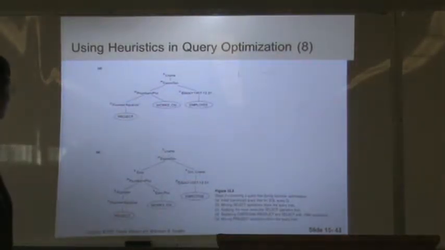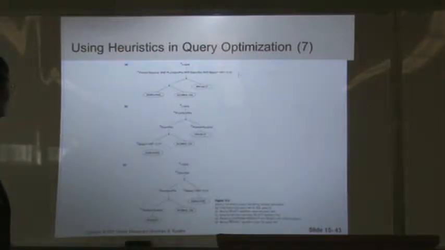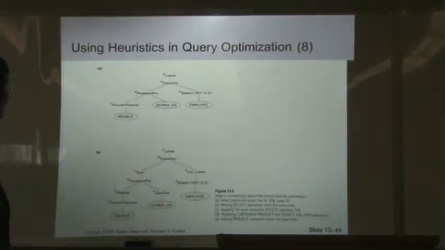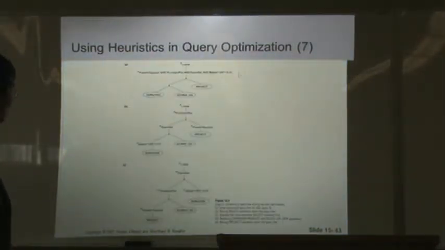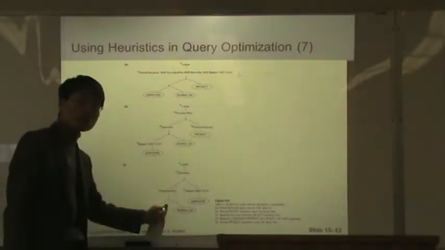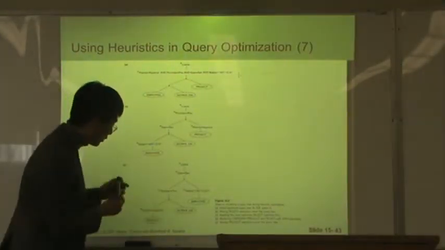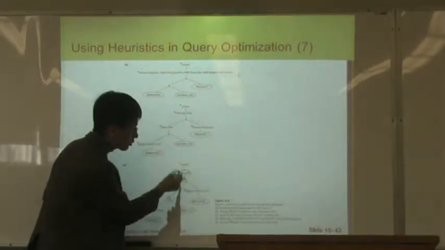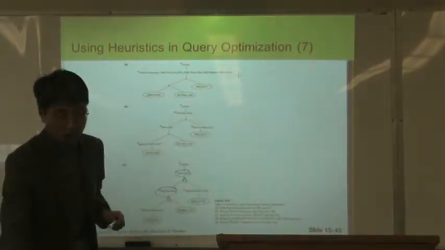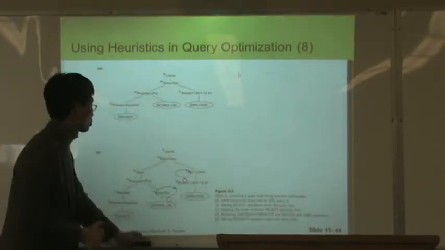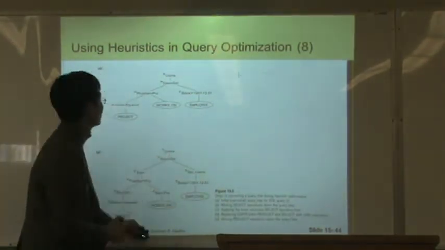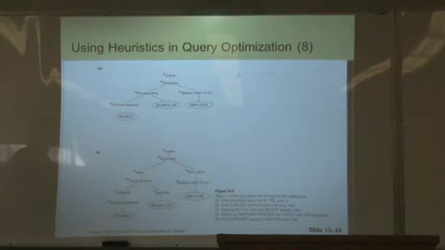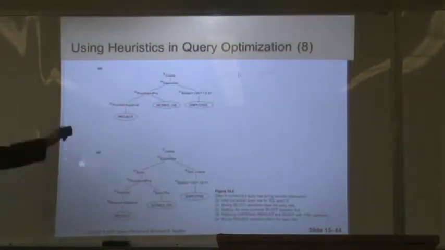And what about this one? Project works on employee. So this is a Cartesian product. We can combine the Cartesian product with this one, with the join operation. Then next, the heuristic rule is project.